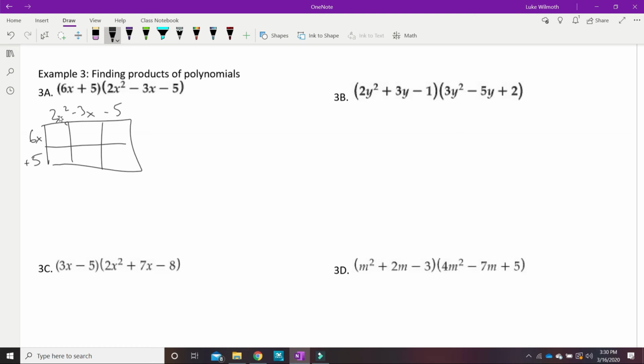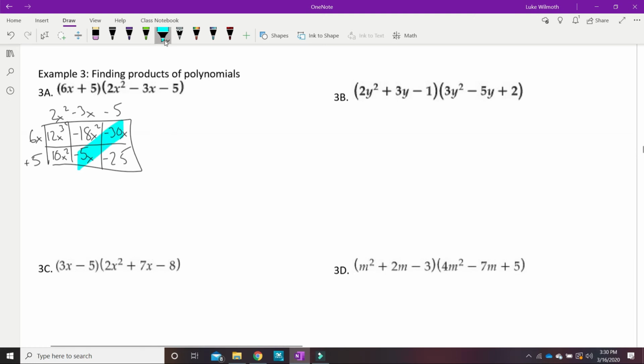Now I just multiply. 2 times 6, I'm going to have 12x cubed, minus 18x squared, negative 3 times 6, and x times x, and negative 5 times 6 is negative 30x. Here I'm going to have 2 times 5, 10x squared, negative 15x, and negative 25. That pattern I told you before is still true.